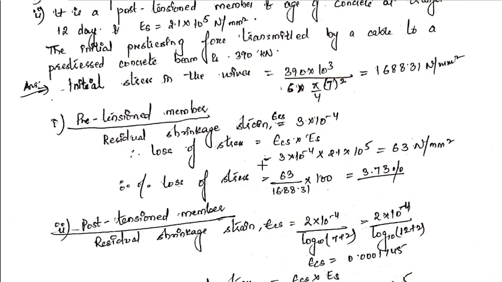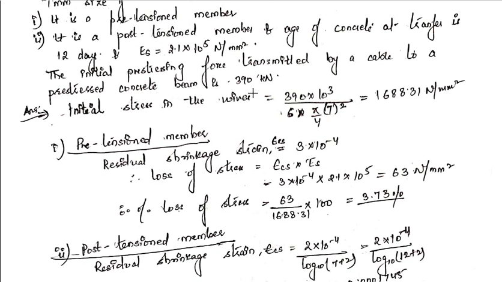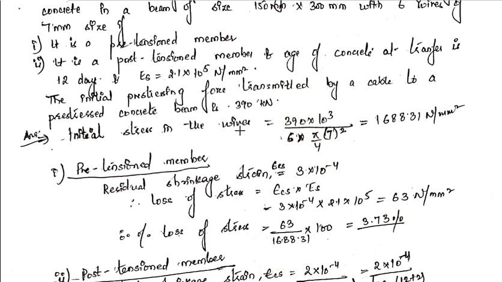Before calculating the percentage loss of stress, first we will have to find out the initial pre-stress that we are applying. The initial pre-stressing force is given. If we divide the force by the cross-sectional area of the wires, we will get the total pre-stress. So the total initial pre-stress in the wires will be equal to initial pre-stressing force divided by the total cross-sectional area of the wires. The initial pre-stressing force is 390 kilonewton. So just convert into newtons by multiplying it with 10 to the power 3.